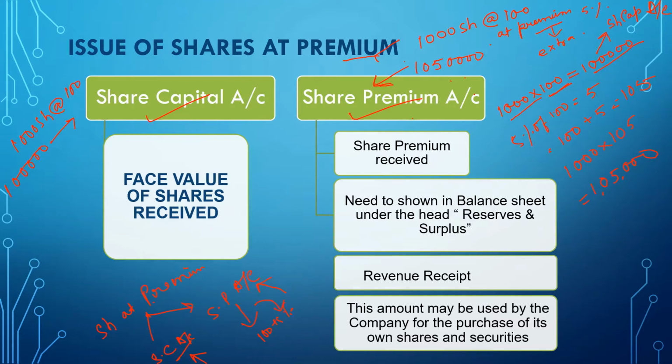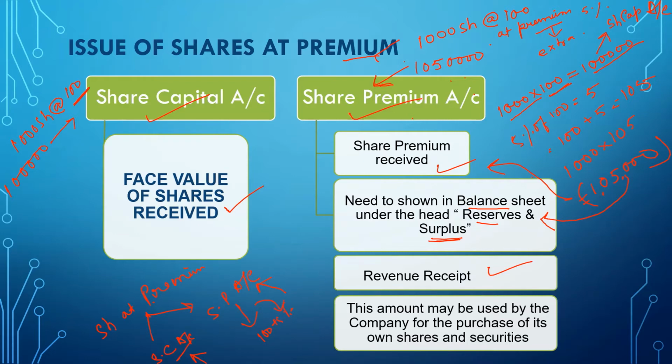So that's what I have written here. In the share capital account, you have to send the face value of shares received. Face value means this one, 100 is the face value. And in the case of share premium, whatever share premium you have received will go there. Now share premium you have to show in the balance sheet under the item reserves and surplus. This is also very important: you have to write it under reserves and surplus in the balance sheet. This is one of the capital receipts, you can say.